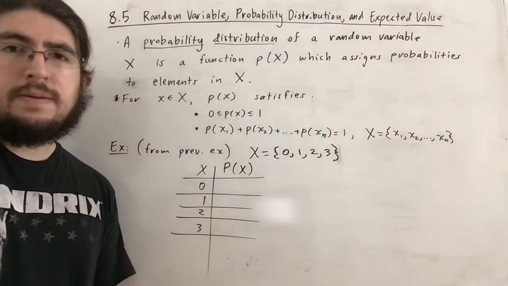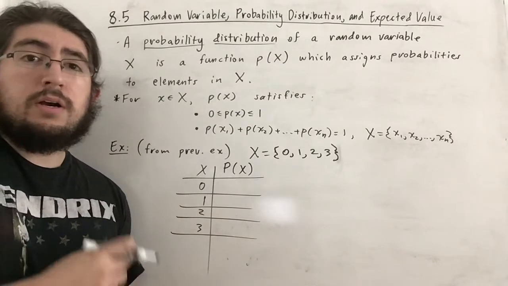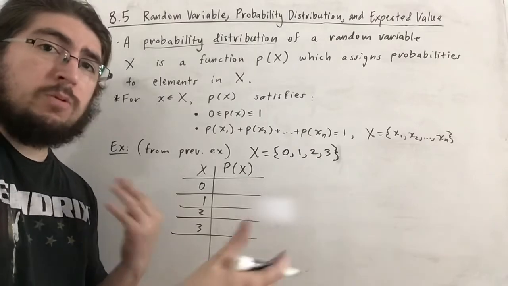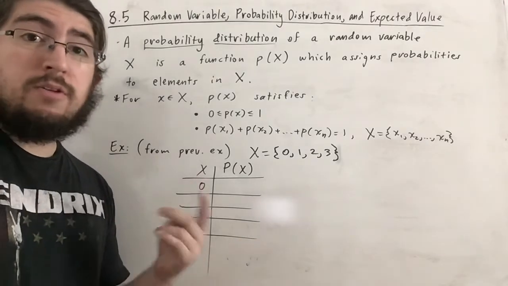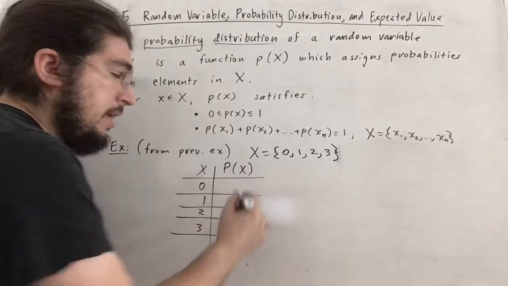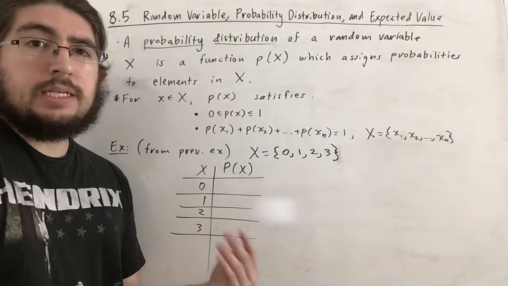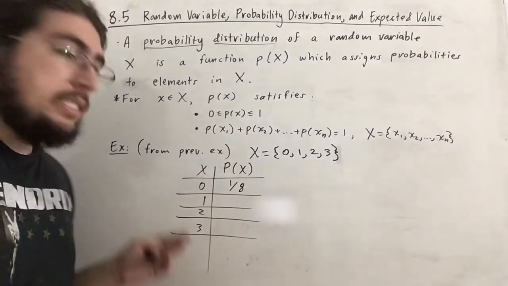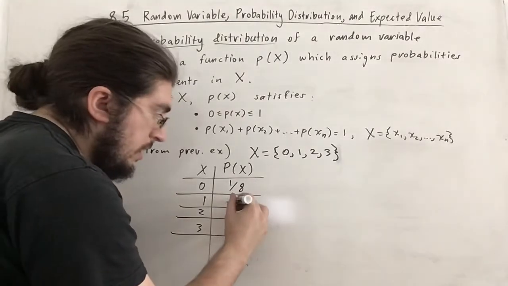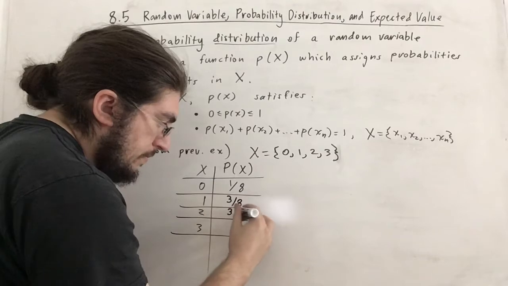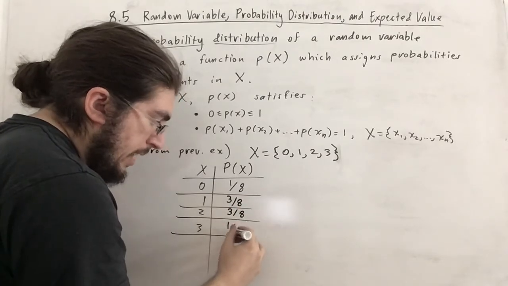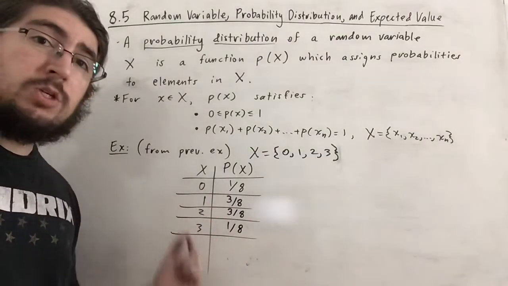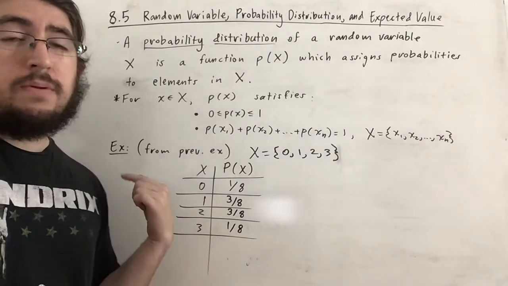So how many times did 0 occur? 0 occurred actually only once. So out of the total outcomes that we listed out, there was only one of those 8 elements that actually had 0 heads. So the probability that corresponds to 0 is 1 over 8. Similarly, 1 and 2 each had 3 out of 8. And 3 had 1 out of 8. So there we go. These are the probabilities associated with each of these elements of the random variable x.